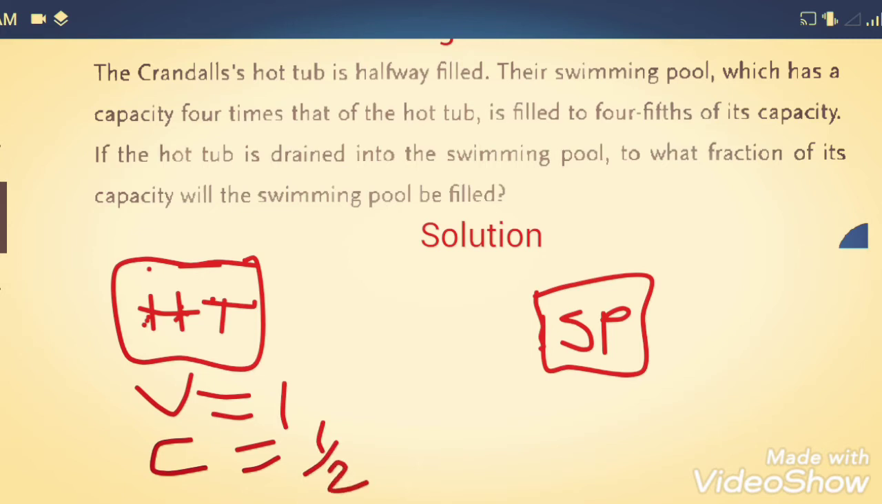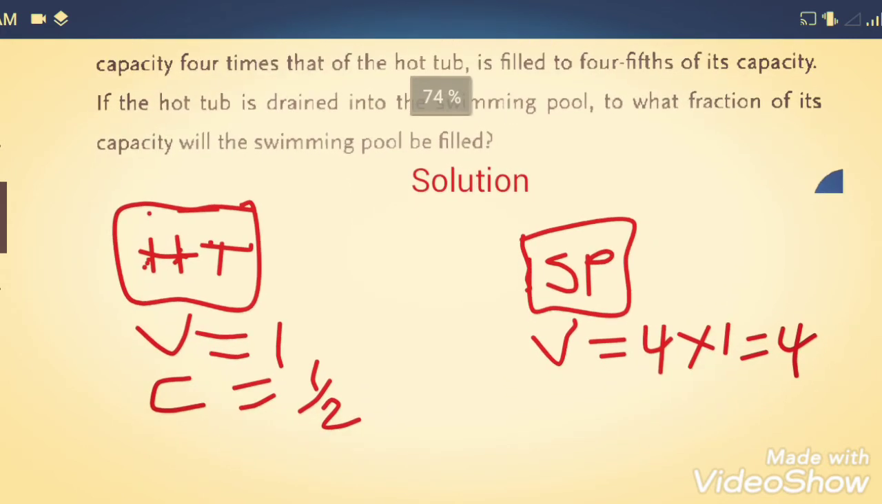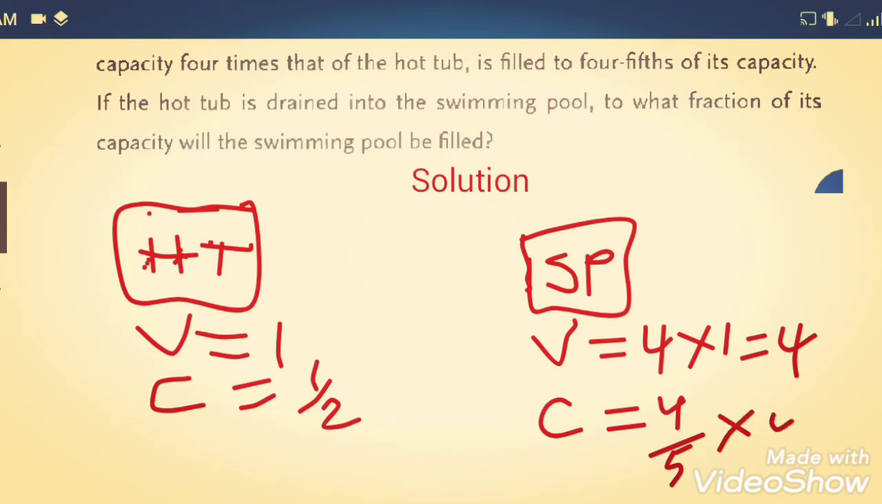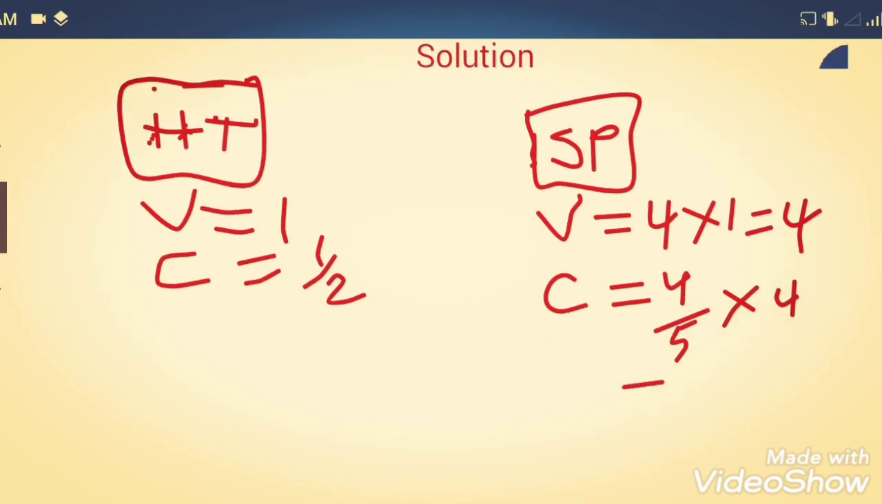Now for the swimming pool, it says the volume is 4 times that of the hot tub, so we're going to have 4 times 1, and that gives 4, and the capacity is 4/5 of its volume, so that's 4/5 times 4, so that gives us 16/5.